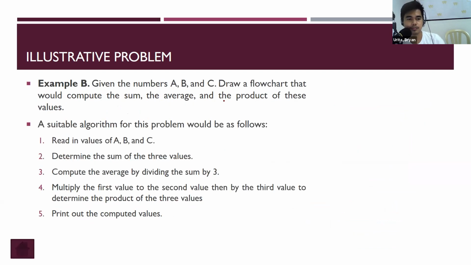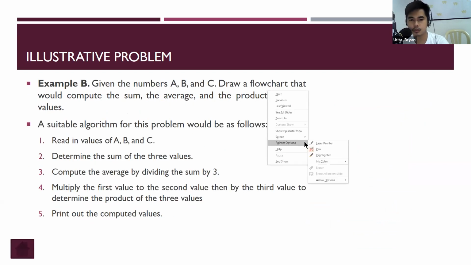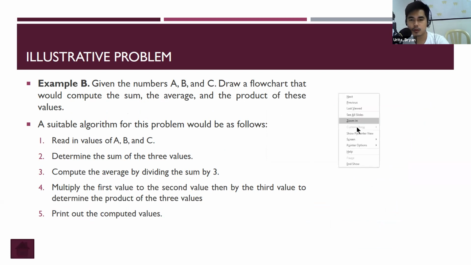Another example. Okay, example number two. We're going to given the numbers A, B, and C. Ibig sabihin, meron kang numbers A, B, C. You draw a flowchart that would compute the sum, the average, and the product of these values. Okay? So given the numbers A, B, and C, draw a flowchart that would compute the sum, the average, and the product of these values.